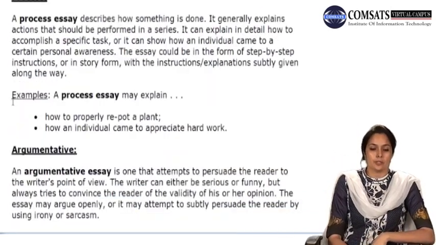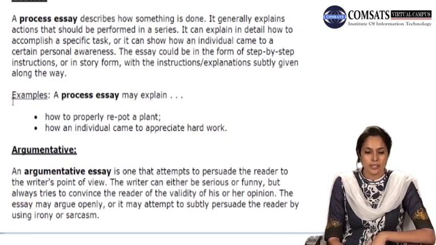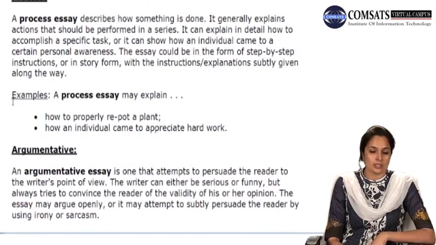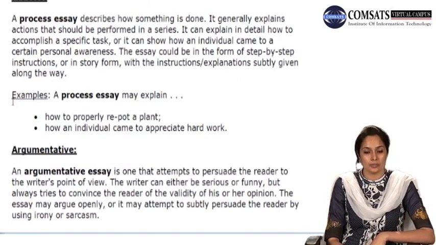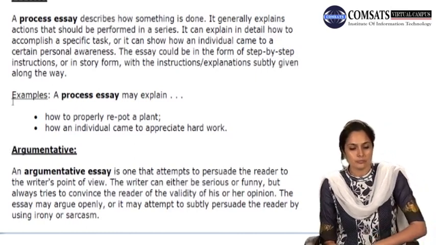Next is process. The process essay describes how something is done. It generally explains actions that should be performed in a series. It can explain in detail how to accomplish a specific task, or it can show how an individual came to a certain personal awareness. The essay could be in the form of step-by-step instructions or in story form, with the instructions, explanations subtly given along the way.